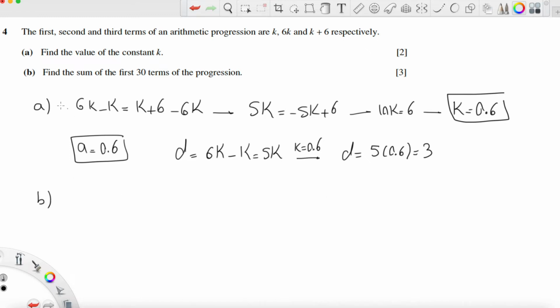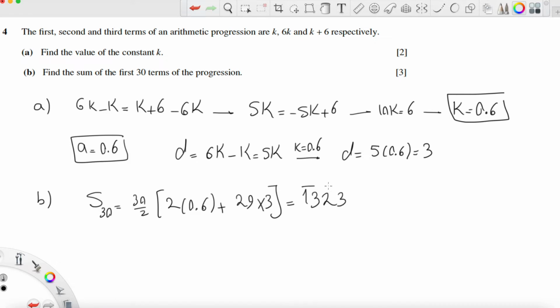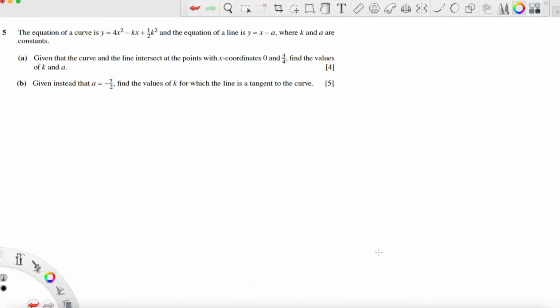So part B wants you to find the sum of the first three terms. So S3 is equal to 3 over 2 (2a, which is 2 times 0.6, plus n minus 1, which is 2, multiplied by d, which is 3). So the final answer is 1323.